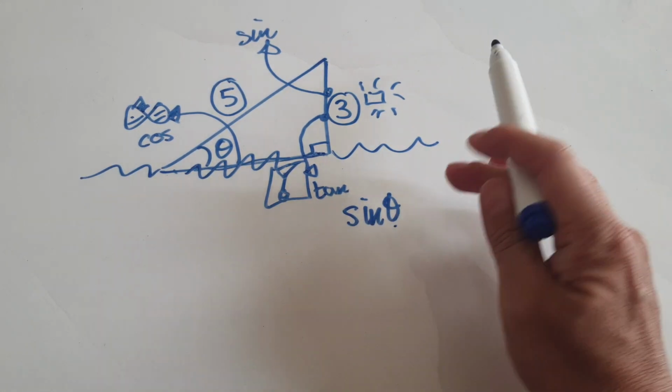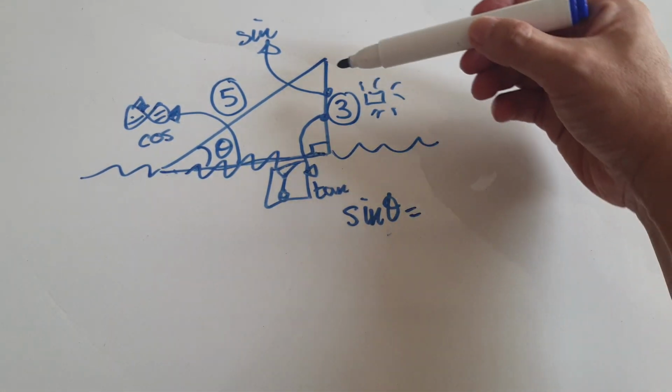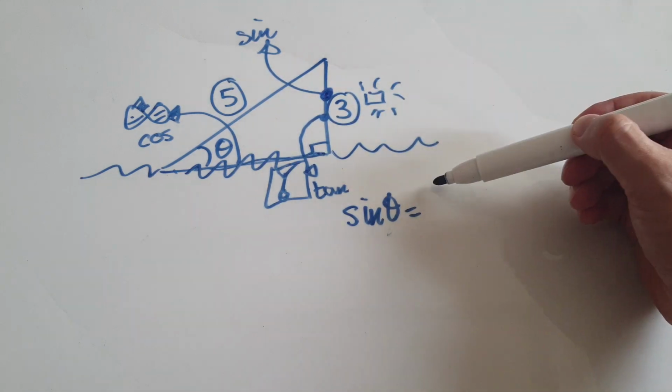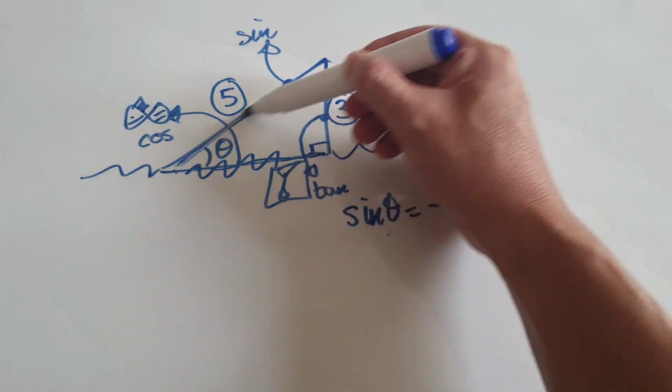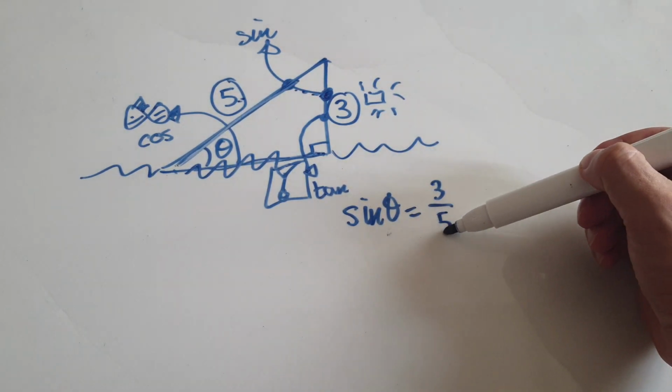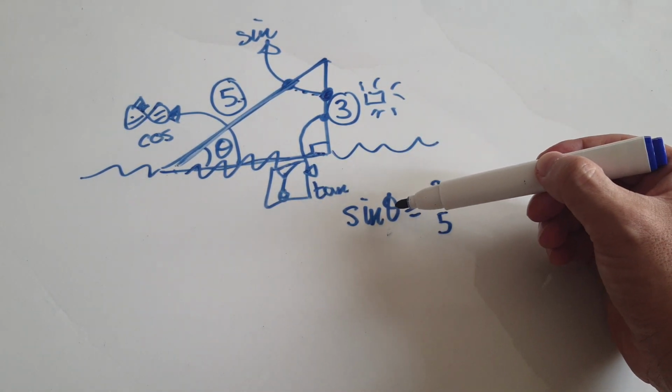Just leave it as theta equals, well, if you look at this arrow, you start at 3 and then follow the arrow, you hit this length. Well, this length here is 5, so over 5. So now it's just a matter of working out theta.